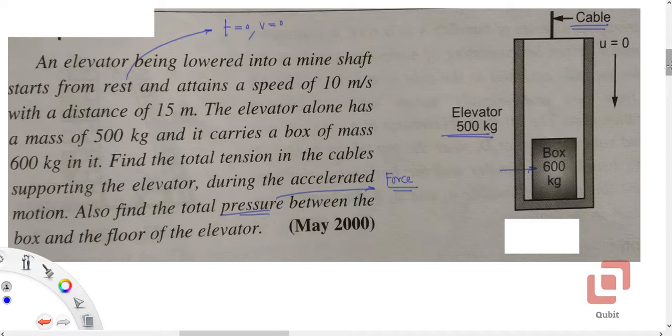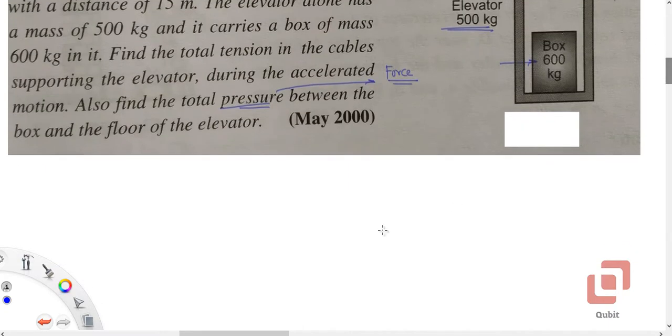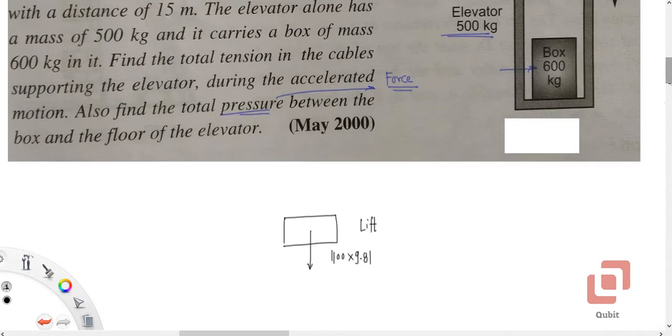Now, first of all, let us try to find out the acceleration of the entire block, entire lift. So this is lift including the box. So its weight will obviously act downwards, which will be 1100 into 9.8. Now, in which direction will the tension act? Upwards. There is no reaction. It is moving downwards.